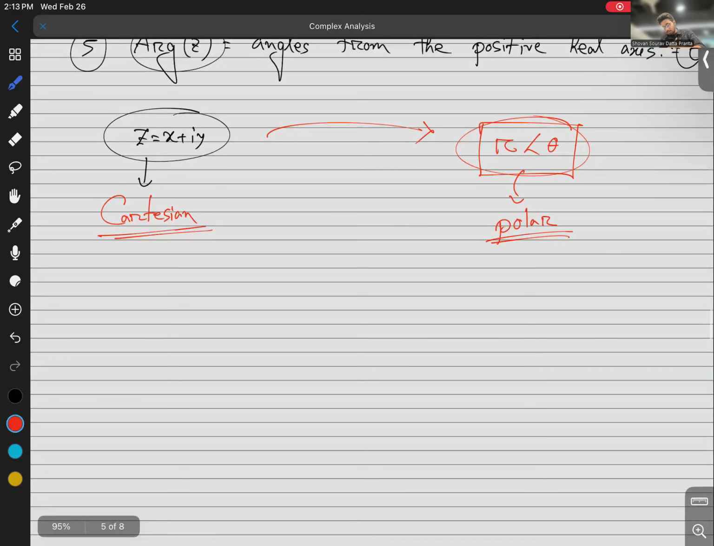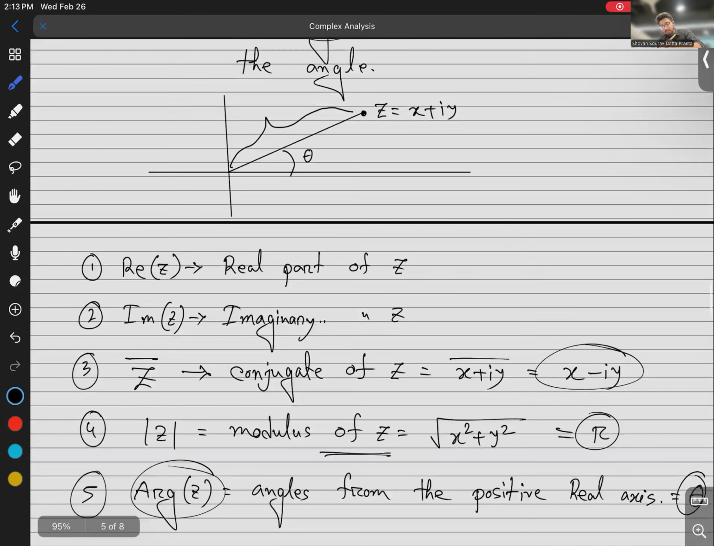So we already know about that. This x is equal to r cos theta. We are just taking the component. That means if this value is r, and we take a perpendicular line from the point z to the real axis, then this is our r cos theta, and this is r sin theta.